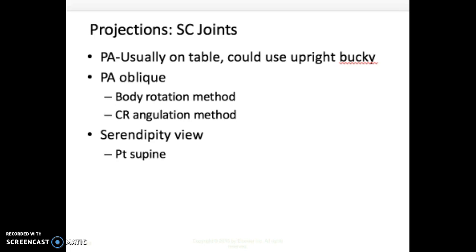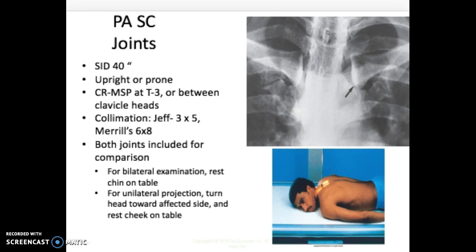And there's an extra view called the serendipity view that Jeff had in his PowerPoint, and it's not in your Merrill's book, but I'll show it to you briefly so you know what it is and what you need to do that view. All right, so 40-inch distance, you can do this upright or prone.